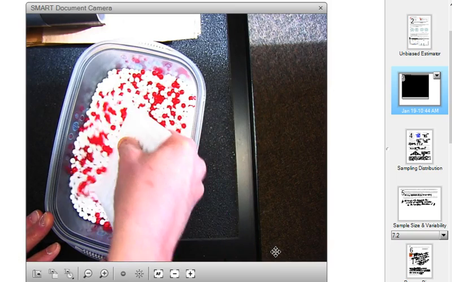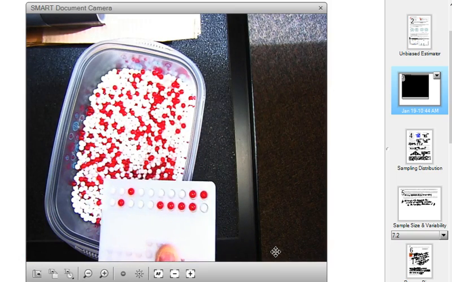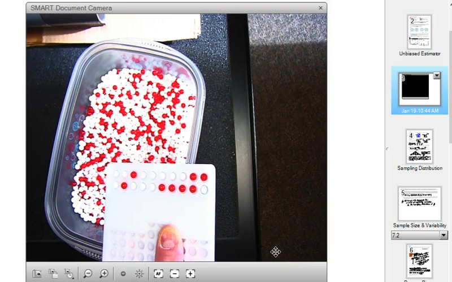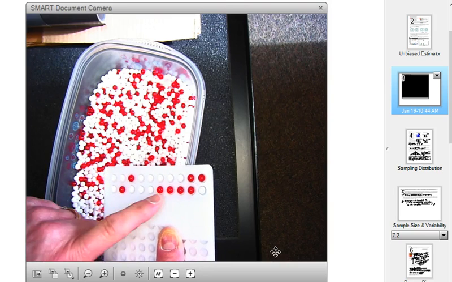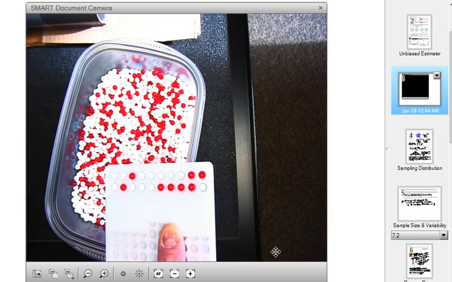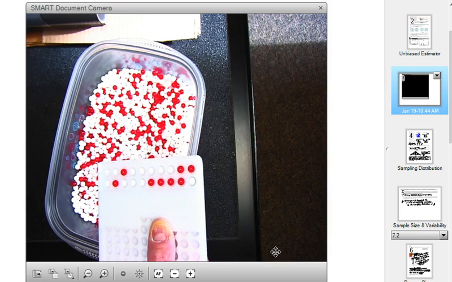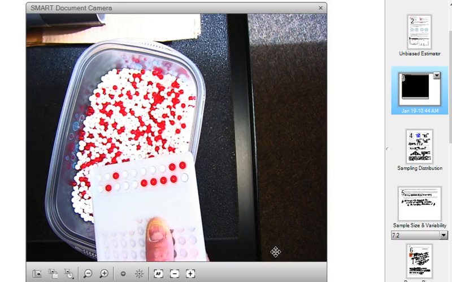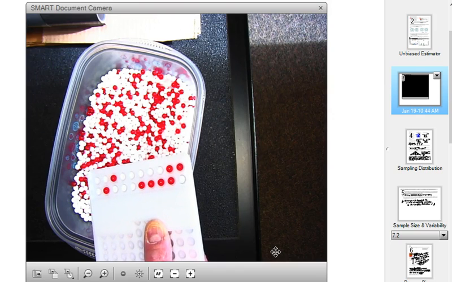Now I've got this little paddle here that allows me to take a sample. And the sample of 20 has 1, 2, 3, 4, 5, 6, 7, 8 red beads in it. So 8 out of 20 would be a sample of 40% red. So my sample statistic P hat is 0.4.